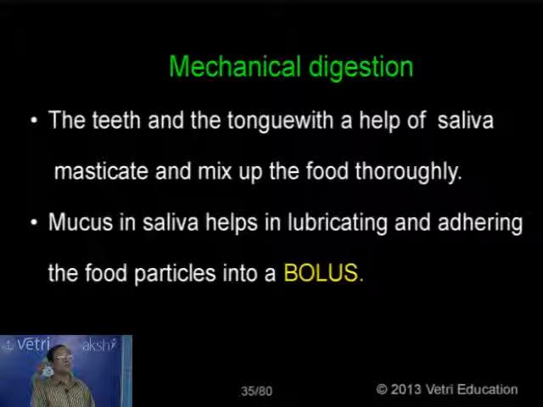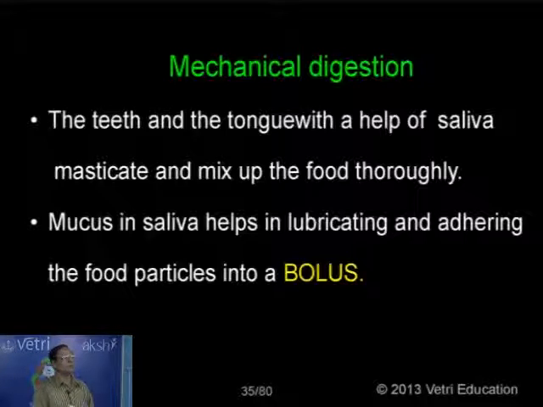So normally two structures, the teeth and the tongue, with the help of the secretion of the salivary glands, named saliva. Because of the teeth and the tongue, with the help of saliva, mastication happens so that the food is mixed thoroughly with the saliva. This is the crushing of food particles, and that is what is called the mastication process. Once the food particles are crushed, they stick together to form a mass.